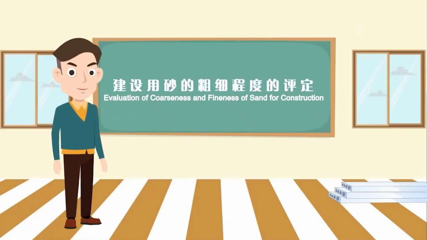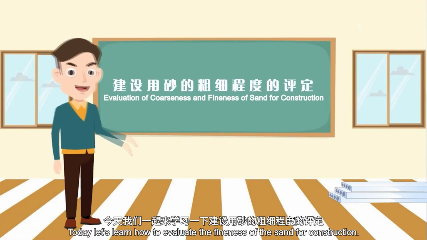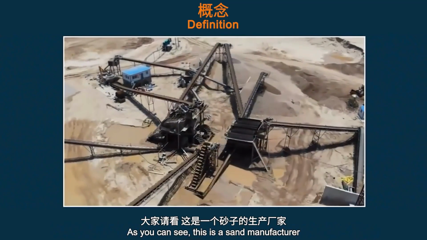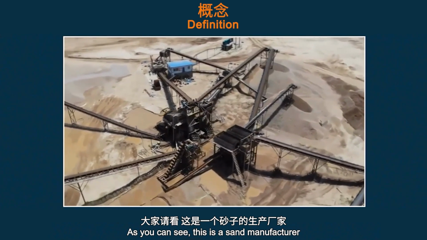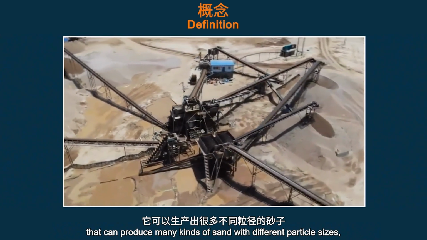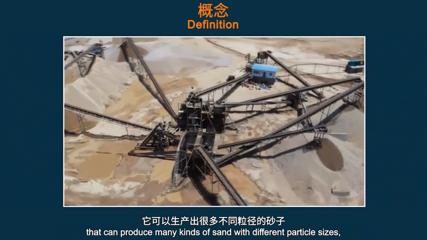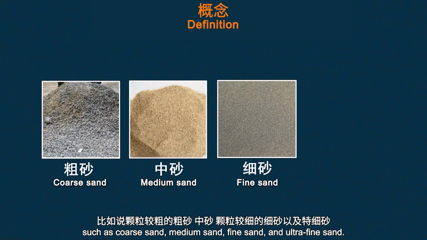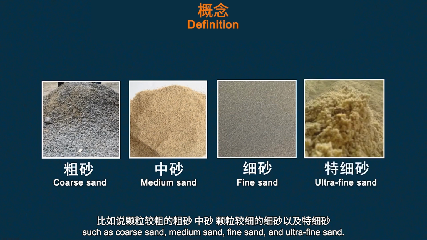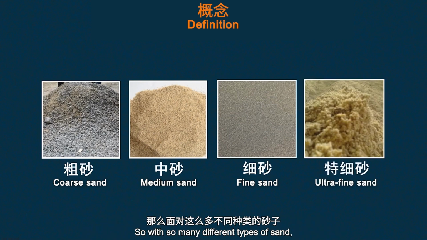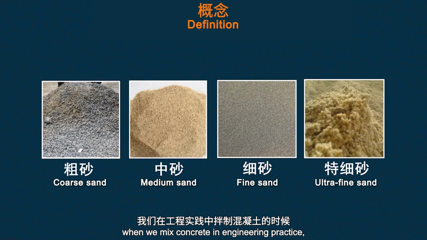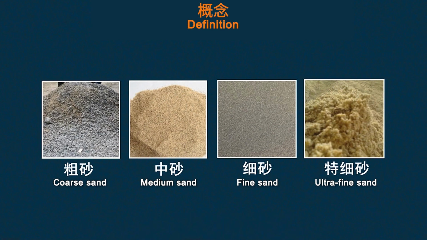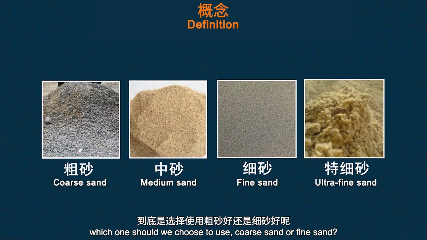Hello everyone. Today, let's learn how to evaluate the fineness of the sand for construction. As you can see, this is a sand manufacturer that can produce many kinds of sand with different particle sizes, such as coarse sand, medium sand, fine sand, and ultra-fine sand. So, with so many different types of sand, when we mix concrete in engineering practice, which one should we choose to use, coarse sand or fine sand?